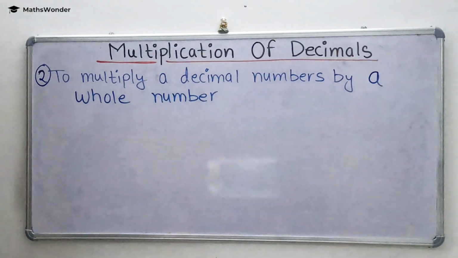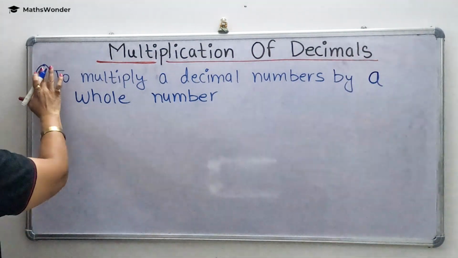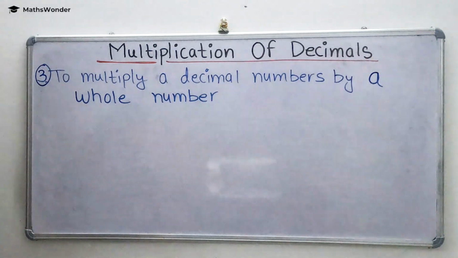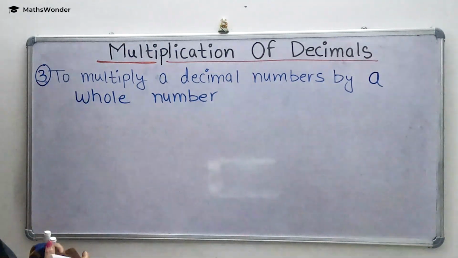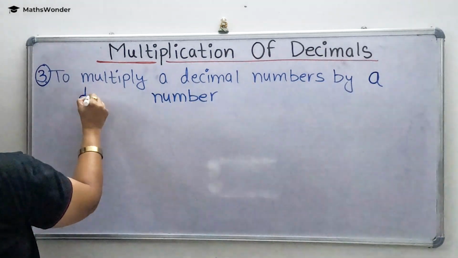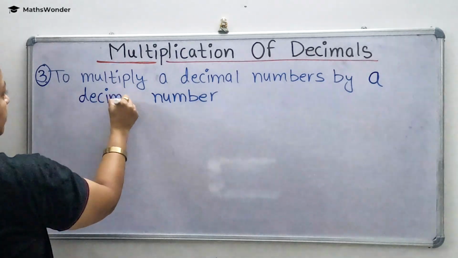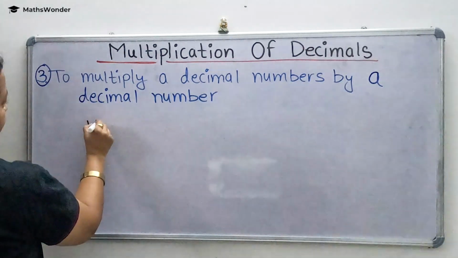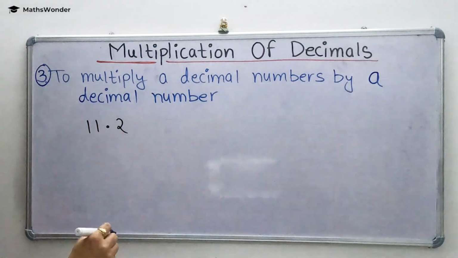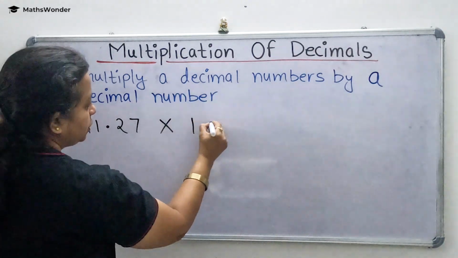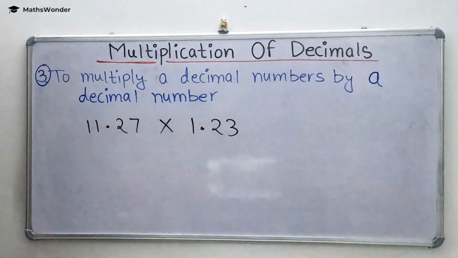Now the next, the third variation, is to multiply a decimal number by a decimal number. By a decimal number means both numbers are given in decimals. Then how will you find it? So suppose for example 11.27 times 1.23. The same method, same technique will apply here.